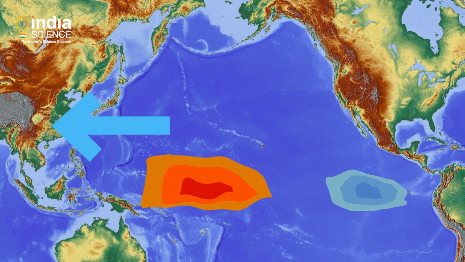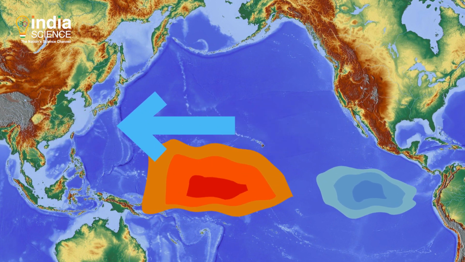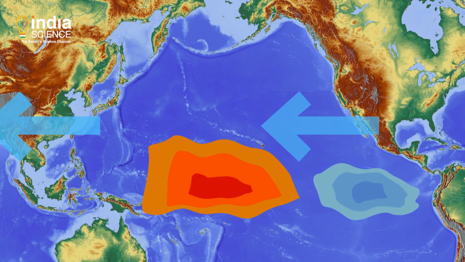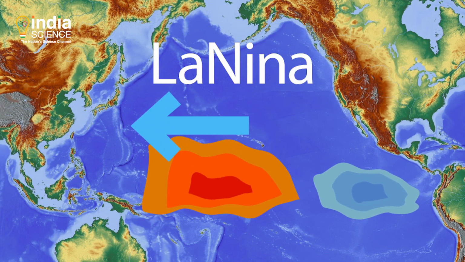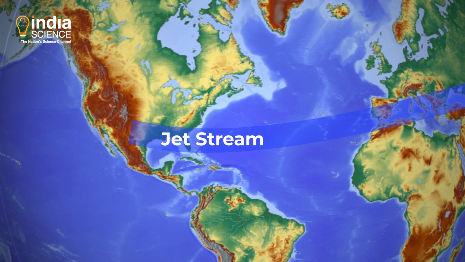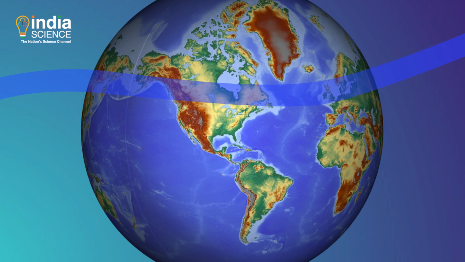Sometimes the trade winds are stronger than usual and then they take more warm water towards the west. When this happens, more cool water takes its place and this change is known as La Nina. When all of this is happening, there is a stream of wind blowing towards the east in the upper atmosphere. This is known as the jet stream. With La Nina conditions prevailing, the jet stream changes its direction and shifts northwards.